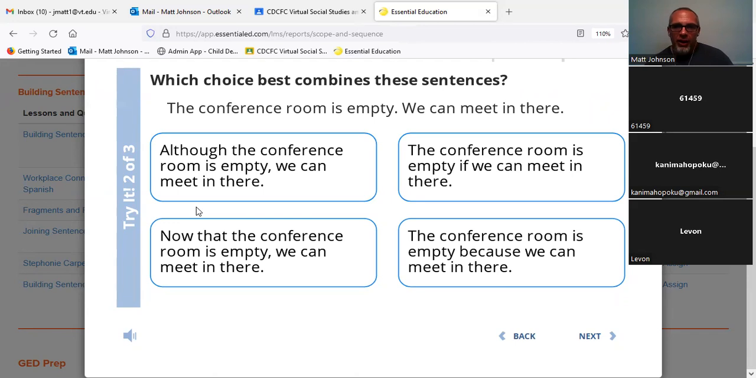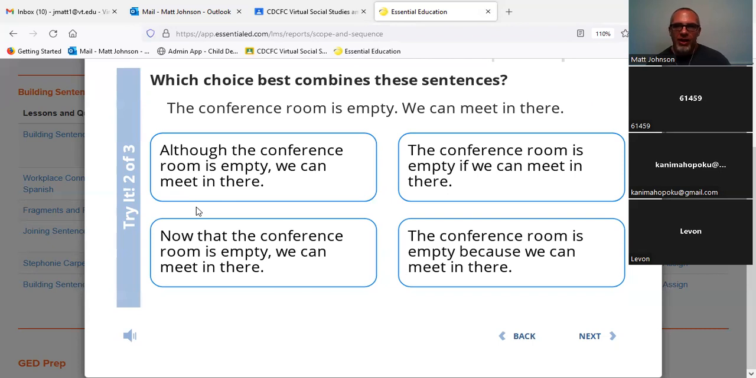No, that doesn't work well. The conference room is empty because we can meet in there. No, that's not a cause and effect relationship. It's not empty because we can meet in there. It's just empty. So that third idea there, now that the conference room is empty, we can meet in there.